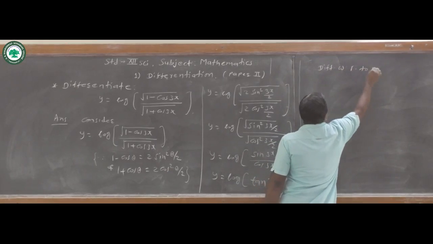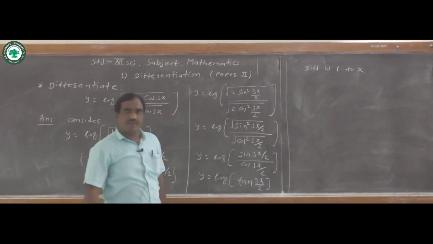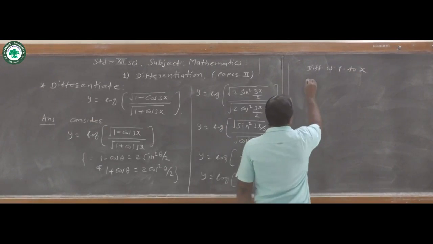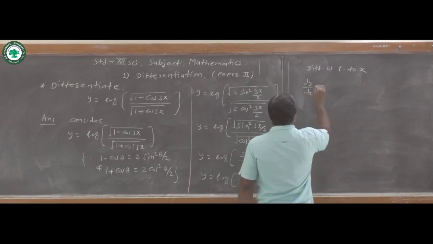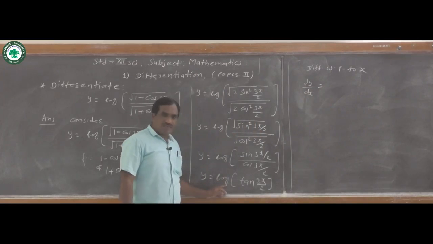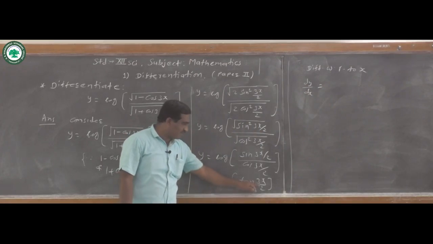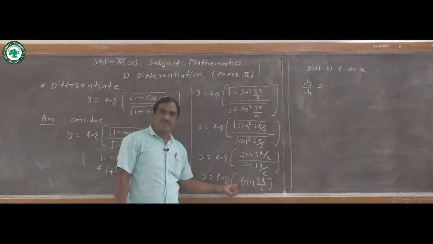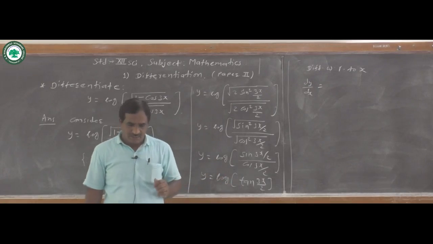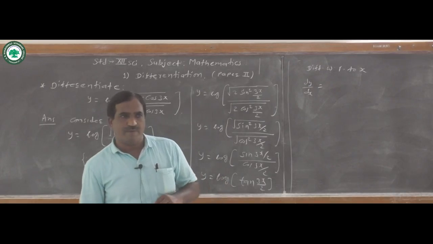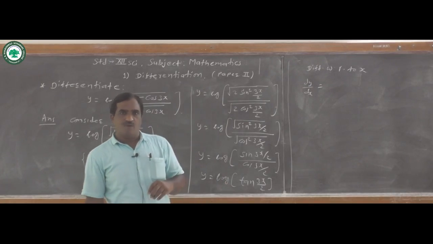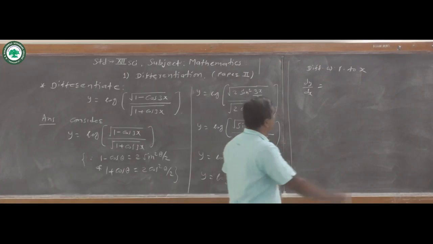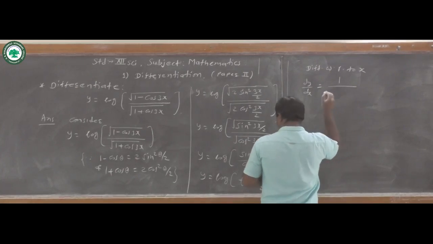Differentiate with respect to x. Therefore, derivative of y is dy by dx equal to, now this is again a composite function, log of tan of 3x by 2. Suppose tan of 3x by 2 as f of x, then we get log of f of x, and we know that derivative of log of f of x is 1 upon f of x into f dash of x.